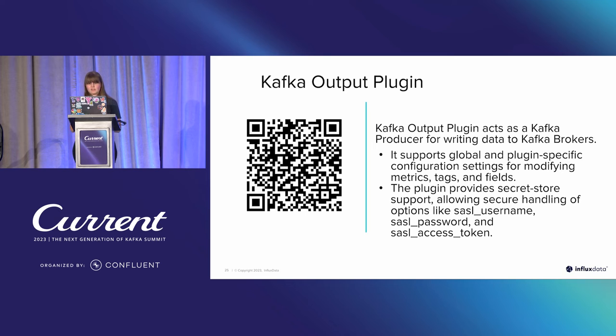The other thing is we have the Kafka output plugin. This one's pretty straightforward. It basically takes the data out of Influx and can put it into a Kafka stream. It's a producer for writing data to your Kafka broker. It supports, again, global and plugin-specific configuration settings for modifying those metrics, tags, and fields. So as you send your data out to Kafka, you could maybe give it an extra tag that says something like going to the next DB or going onward in life. Who knows what you would want to put. And again, it provides secret store support for secure handling options.